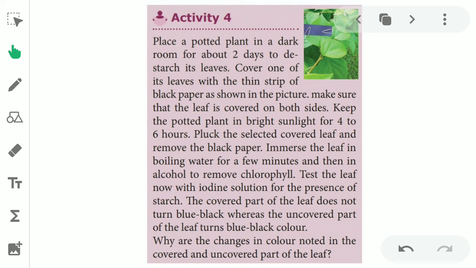Why the change of color? The plant was already kept 2 days in a dark room. At that time the plant lost all its starch. The covered area, without sunlight, cannot prepare starch. So, with the help of sunlight only, the plant prepares food. That is proved with the help of this activity.